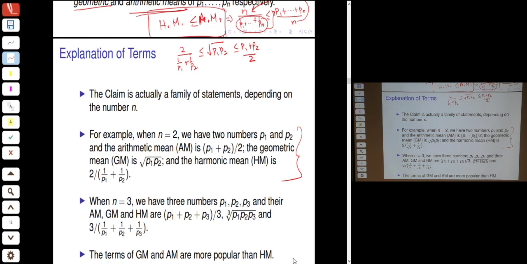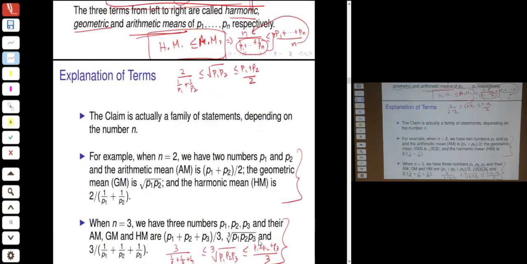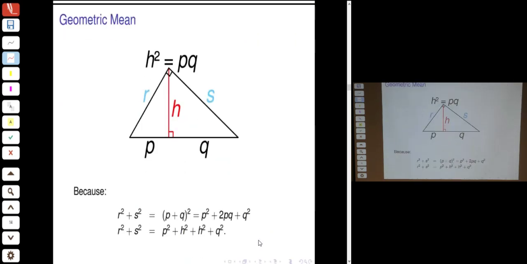For 3, the inequality reduces to 3 over 1 by p1 plus 1 by p2 plus 1 by p3 less than or equal to the cube root of p1 times p2 times p3, less than or equal to p1 plus p2 plus p3 by 3. Okay. So, just to warm you up, here is an interpretation of the geometric mean and also partly an explanation of why it is called the geometric mean. So, what is geometric about it?